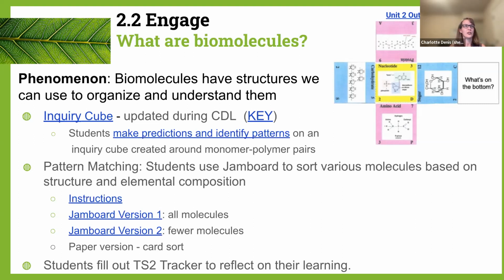If you're not familiar with an inquiry cube, the basic idea is that students work in their table groups to identify patterns that appear on the cube, but they're not allowed to touch it or pick it up. They're trying to figure out what is on the bottom of the cube. There are a series of patterns they can find, all built around the idea that opposite sides of the cube are monomer and polymer pairs. They're also color coded.